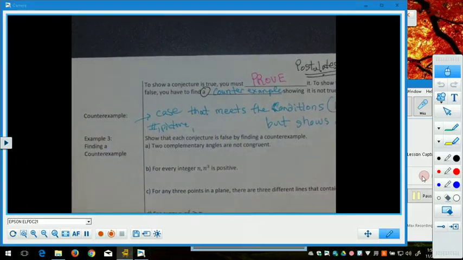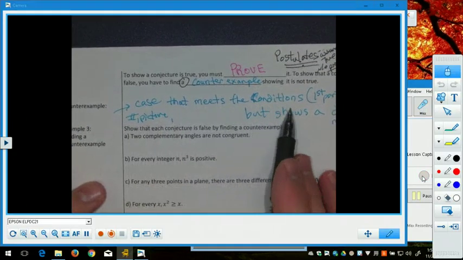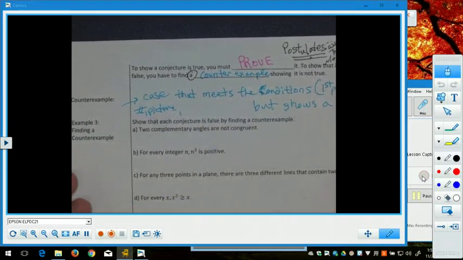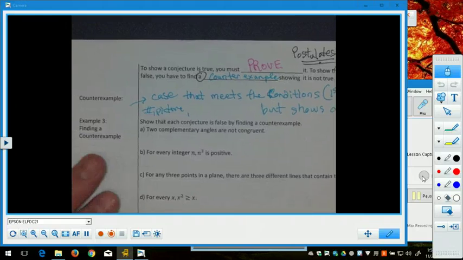Hey, we were talking about the sky. We're still talking about the sky, but now it's a different color. So you were wrong, Mr. Ritter. It's not blue. Okay? So we'll get more into that. It's a little more involved than that, but in general, that's what a counterexample is. Show that each conjecture is false by finding a counterexample.